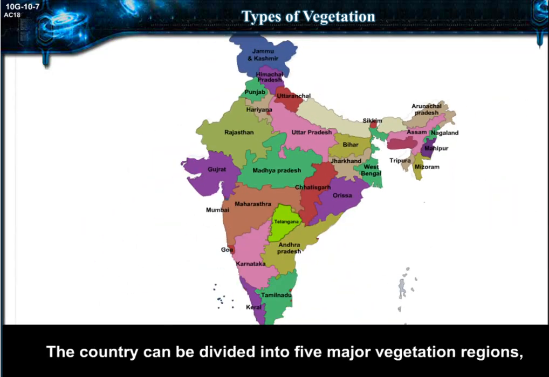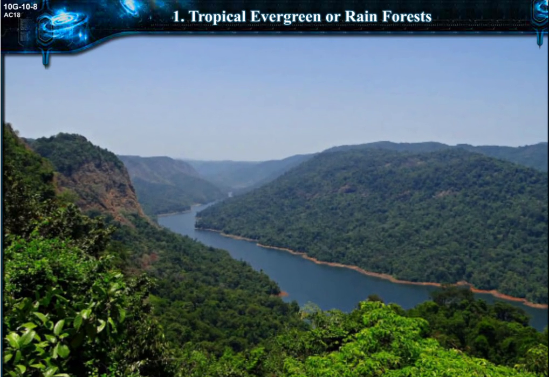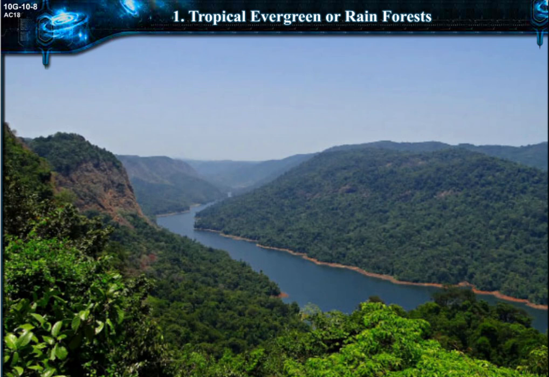The country can be divided into 5 major vegetation regions, which are 1. Tropical evergreen, 2. Tropical deciduous, 3. Tropical desert, 4. Littoral, and 5. Montane. 1. Tropical evergreen or rainforests.